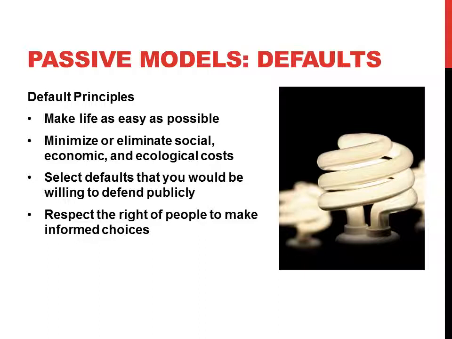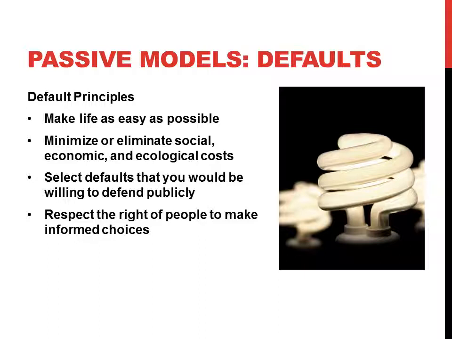There's 4 basic principles that are used or that should be used when we design a default as part of a set of decision alternatives. And the first is that we want to make life as easy as possible. Make your default so that it simplifies the choice. Make it easy for the decision maker to choose. The second principle is that a default should minimize or eliminate social, economic, and ecological costs. So we look at these 3 sets of costs and determine a default that would minimize or eliminate them.